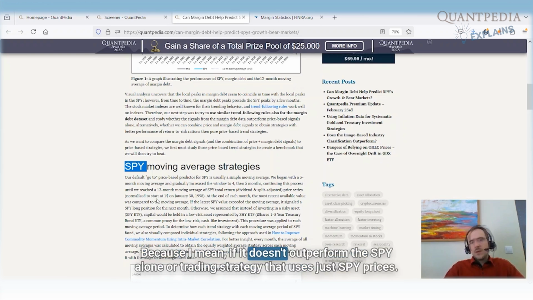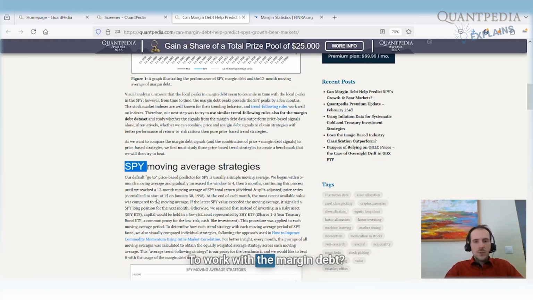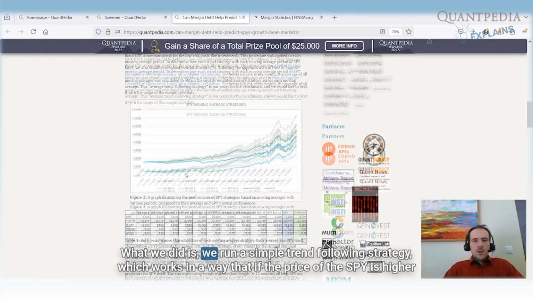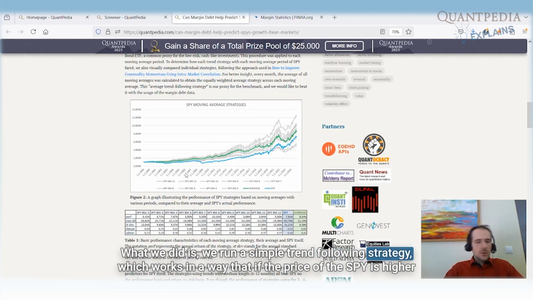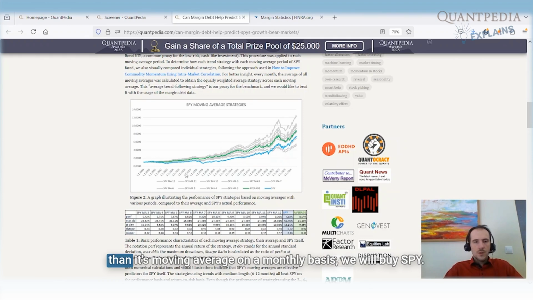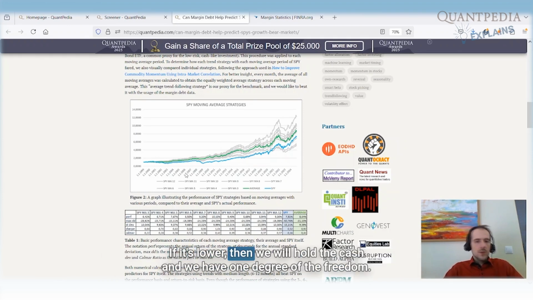Because if it doesn't outperform the trading strategy that uses just SPI prices, why work with the margin debt? It's just a lot of work and no added value. We ran a simple trend following strategy, which works in a way that if the price of the SPI is higher than its moving average on a monthly basis, we will buy SPI. If it's lower, then we will hold cash.